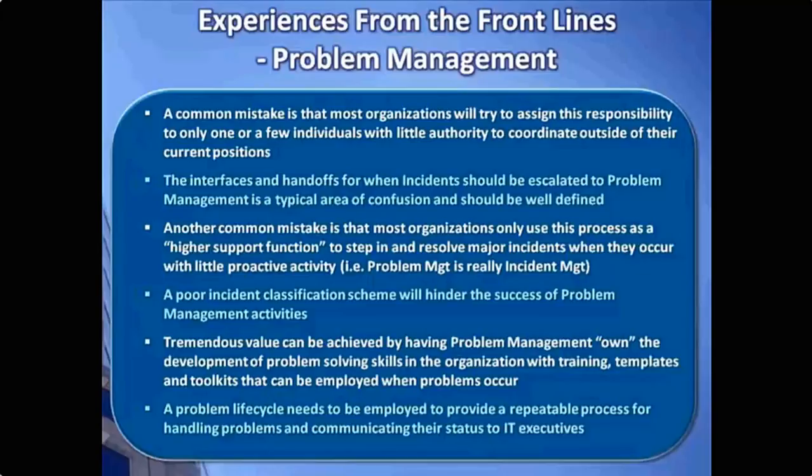A poor incident classification scheme, which we talked about on the earlier slide, will hinder the success of problem management activities. So if your incidents are not classified in a way that makes logical sense, where different things can be grouped appropriately, then the problem manager has very much of a challenge in wending through those incidents to try to find commonalities and look for actions that may be taken to eliminate groups of incidents.